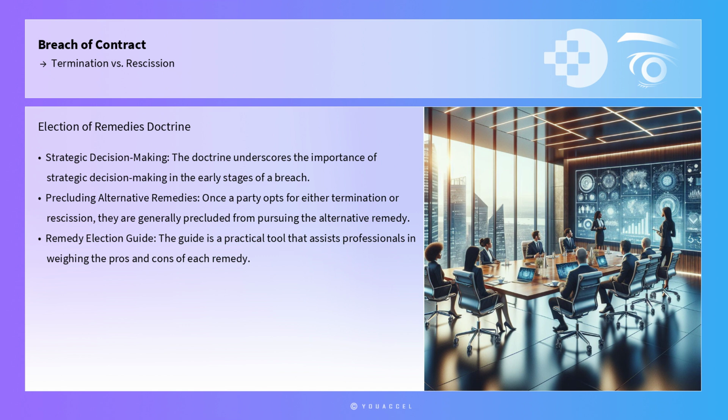The doctrine of election of remedies is also pertinent in this context. Once a party opts for either termination or rescission, they are generally precluded from pursuing the alternative remedy. This underscores the importance of strategic decision-making in the early stages of a breach, as the chosen remedy can have lasting implications on the rights and obligations of the parties. The Remedy Election Guide is a practical tool that assists professionals in weighing the pros and cons of each remedy, considering factors such as the likelihood of success, potential recovery, and long-term consequences.